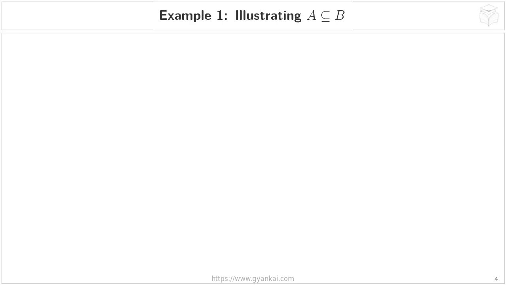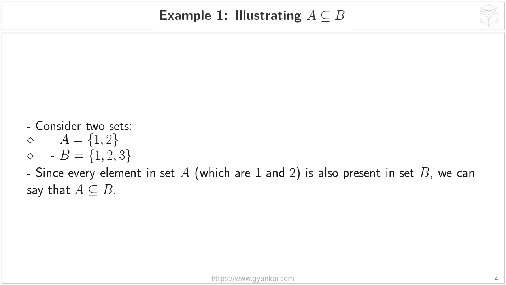Example 1, illustrating A ⊆ B. Let's solidify our understanding of the subset symbol, which we've just discussed. This slide presents an example to illustrate how to determine if one set is a subset of another. We're given two sets. Set A, which contains the elements 1 and 2, and set B, which contains the elements 1, 2, and 3. Remember, a set is just a collection of unique elements. Now, to determine if A is a subset of B, and we write that as A ⊆ B, we need to check if every element in set A is also found within set B.